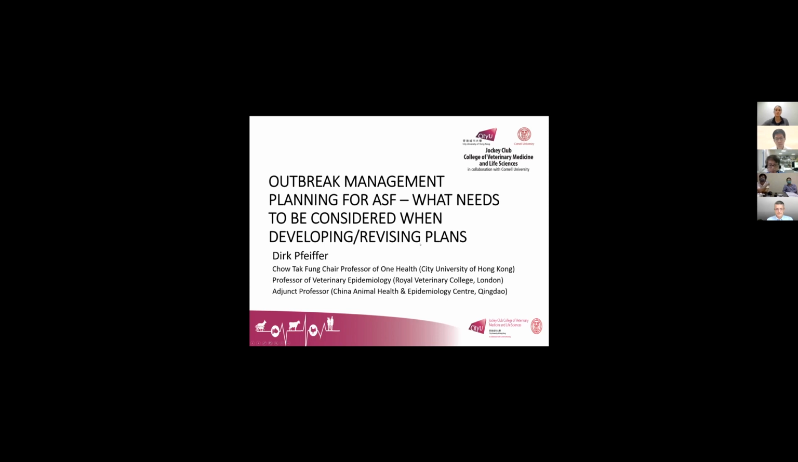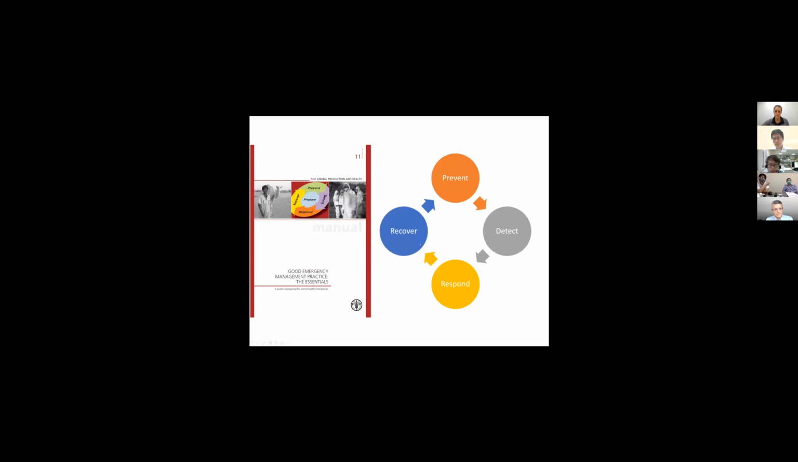So what I'm doing is, and this is not meaning to say that the FAO is the only organization that has some guidelines on how to plan, and so do several others, but it's probably not a bad way to start. They've produced what they call the Good Emergency Management Practice Manual, which I think quite neatly characterizes the way we need to plan for such emergencies. So we've got prevention, detection, response, and recovery.